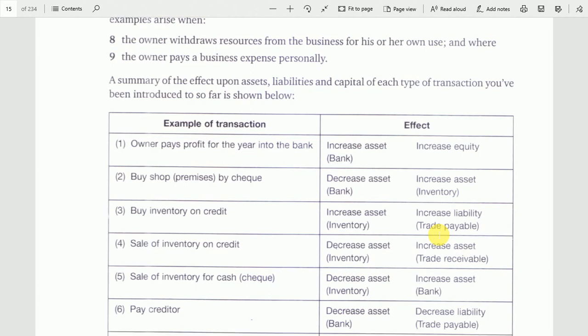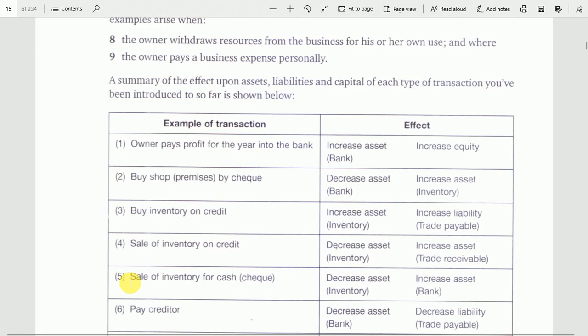Sale of inventory on credit. Similarly, if we sell inventory on credit, one asset, of course inventory, decreases because we sell it out. The other asset, which is trade receivable, increases because we do not receive cash at the time of the transaction, but we will be receiving cash in future. So this is the account receivable, or we call it trade receivable.